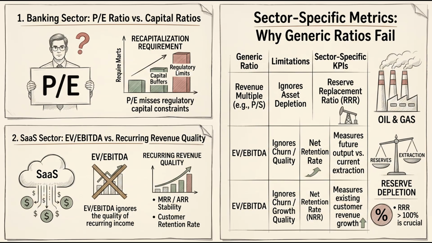Now, let's discuss sector-specific metrics. While the universal valuation ratios from episode 11 are great, every sector has specialized KPIs that capture value drivers those generic ratios simply miss. Using a price-to-earnings ratio for a bank ignores regulatory capital requirements. Using enterprise value to EBITDA for a software-as-a-service company ignores the quality of recurring revenue. Similarly, using revenue multiples for an oil company ignores reserve depletion. For the rest of this episode, we will look at the professional metrics used for 6 major U.S. equity sectors, starting with the area where the most retail money is invested.